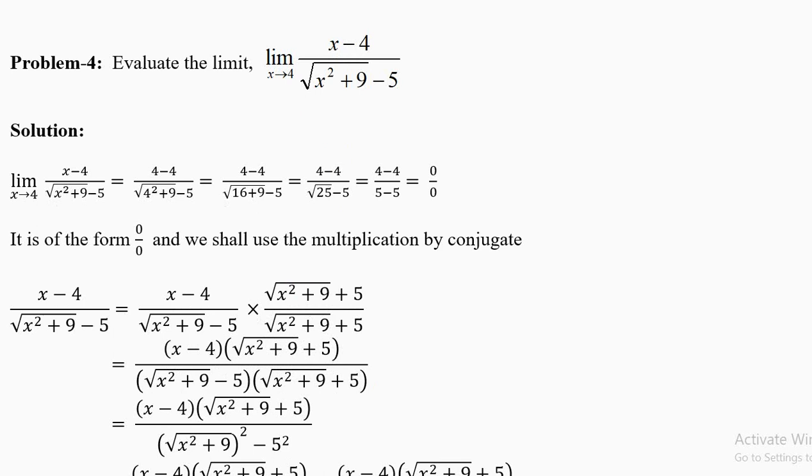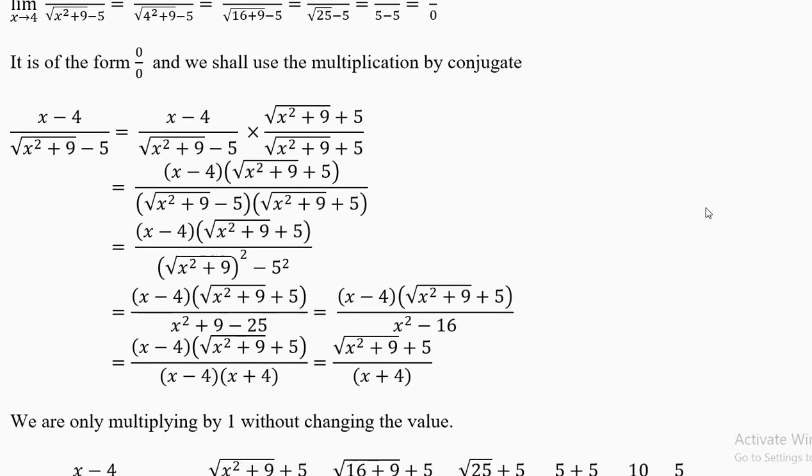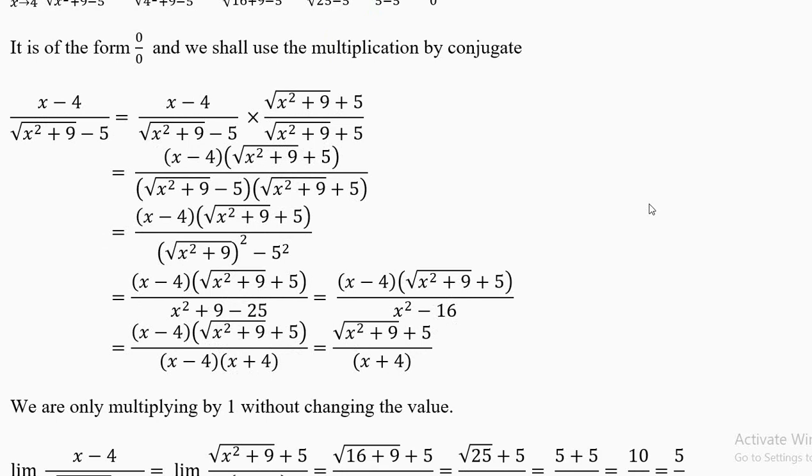Now we have this question. Evaluate the limit of x minus 4 divided by square root of x plus 9 minus 5. Please remember, minus 5 is outside the root and x is going to plus 4. There is no minus in the limit. Now put x equal to 4. You will get again 0 by 0. Do all these calculations. 4 square plus 9 is 16 plus 9, which is 25. Square root of 25 is 5. 5 minus 5 is 0. 4 minus 4 is 0. You have 0 by 0. Think about conjugate or something. In this case, we have to discuss the conjugate.